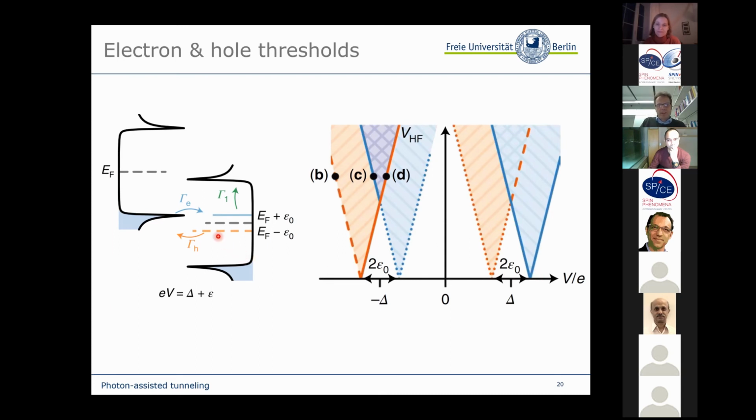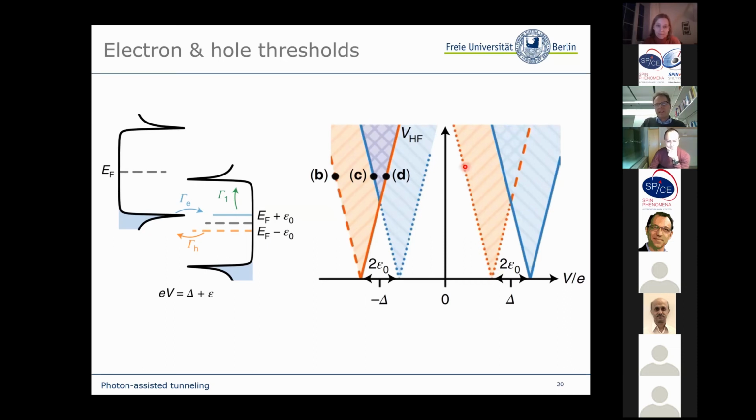But in principle, now you can also think of a second cone, namely for the hole. That hole process would already be resonant at a smaller bias. We could shift this whole thing up by twice epsilon naught, and then the hole would be in resonance with this BCS peak. So actually, this resonance would start here, and then once we apply the microwave radiation, this also opens up into a cone.